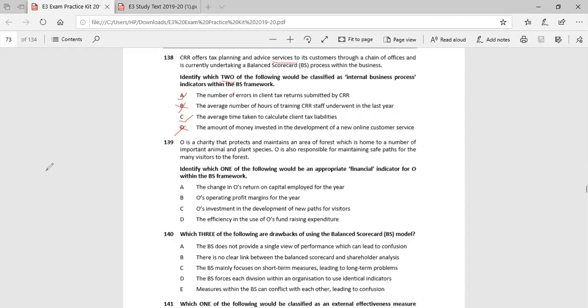139 question. O is a charity that protects and maintains an area of forest which is home to a number of important animal and plant species. O is also responsible for maintaining safe paths for the many visitors to the forest. Which one of the following would be an appropriate financial indicator of O within the BS framework?